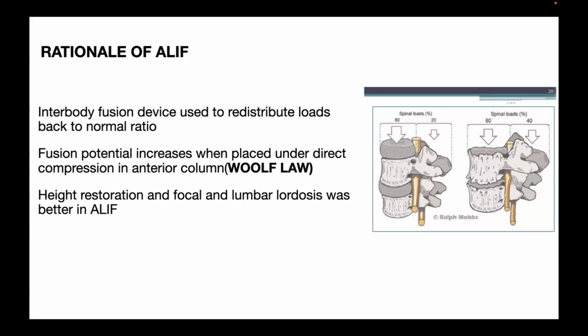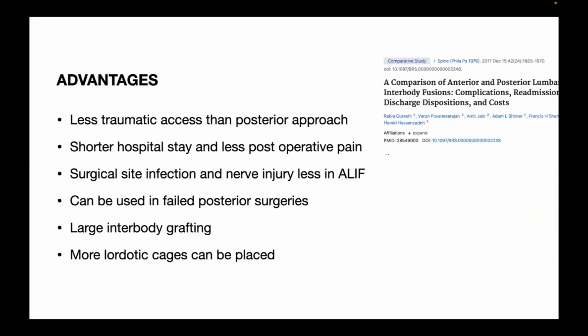Fusion potential increases when the graft is placed under direct compression in the anterior column, which is Wolff's law. Height restoration and focal and lumbar lordosis are better restored in anterior lumbar interbody fusion. The advantages are that it is a less traumatic access than the posterior approach. There is a shorter hospital stay and less post-operative pain. Surgical site infection and nerve injuries are less in ALIF, as various studies have documented.